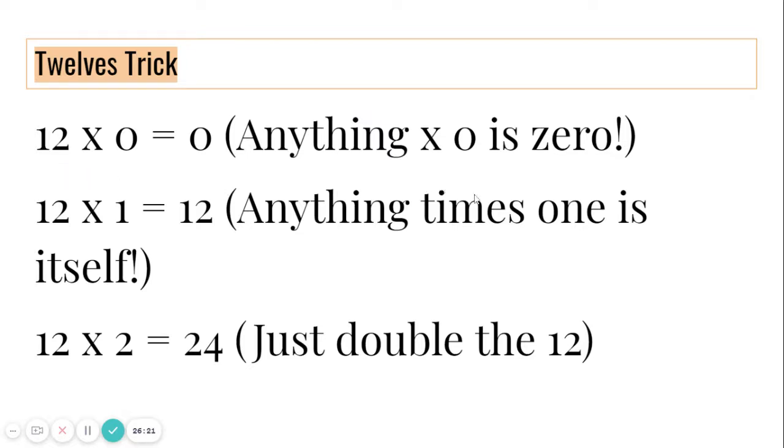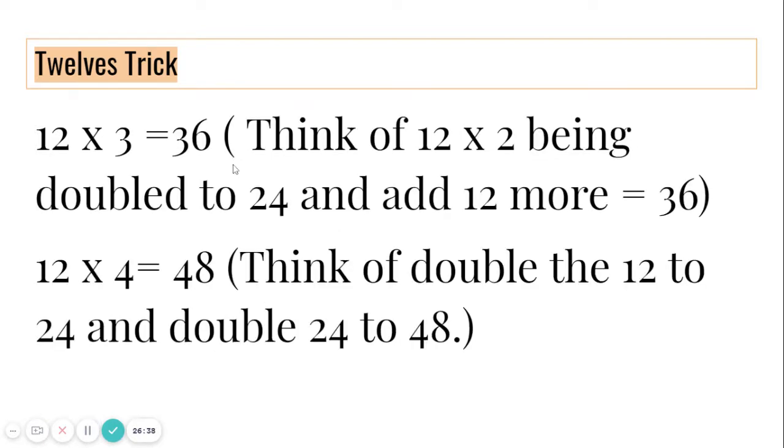Did you say anything times 0 is 0? 12 times 1 is 12. Remember, anything times 1 is going to be itself. 12 times 2 is 24. Right? Did you just double the 12? 12 and 12 is 24 because we got two 12s. All right, 12 times 3 is 36. Now, did you remember that since 12 and 12 is 24, just 12 more is going to be 36. Even if you have to write it in the sky, you got this.